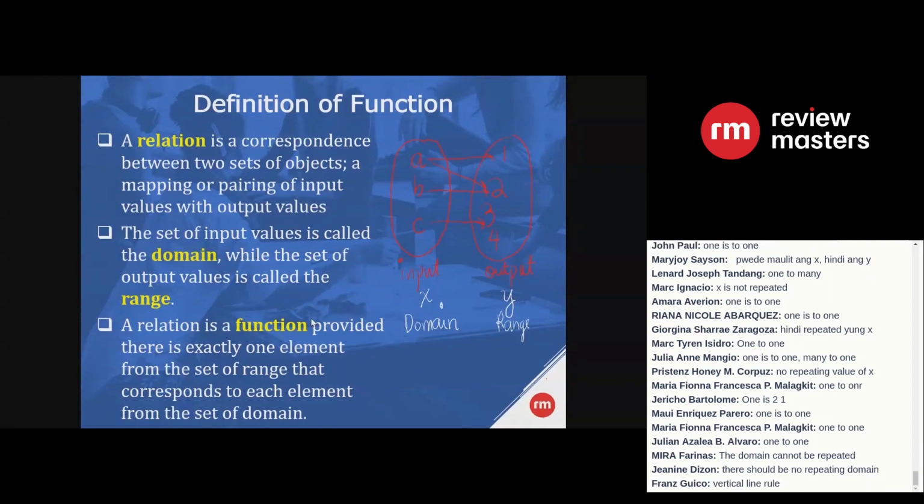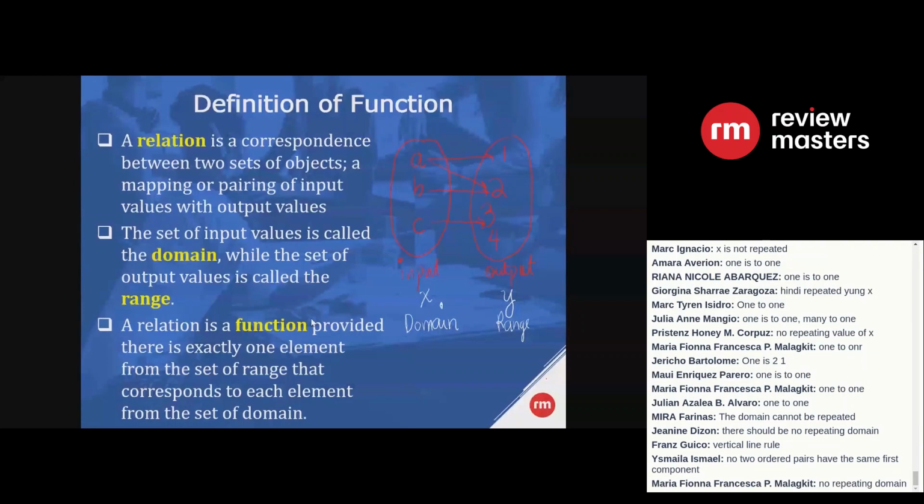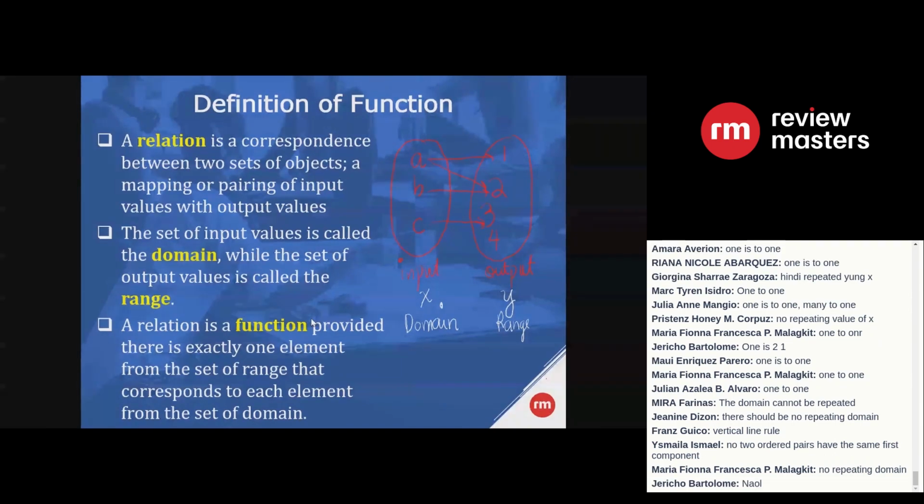So for every x, there should only be one y partner. For y, it's okay to have many x partners. But for a function, each x value should have only one partner in y. So we put a restriction on the values of x. X cannot repeat in the definition of the function.